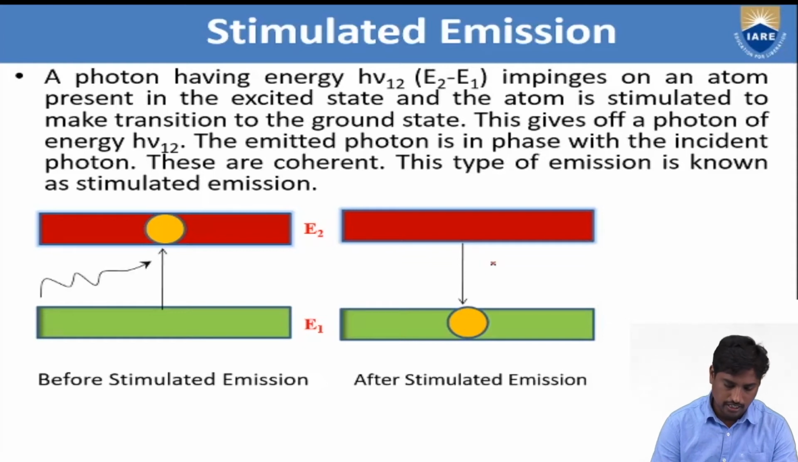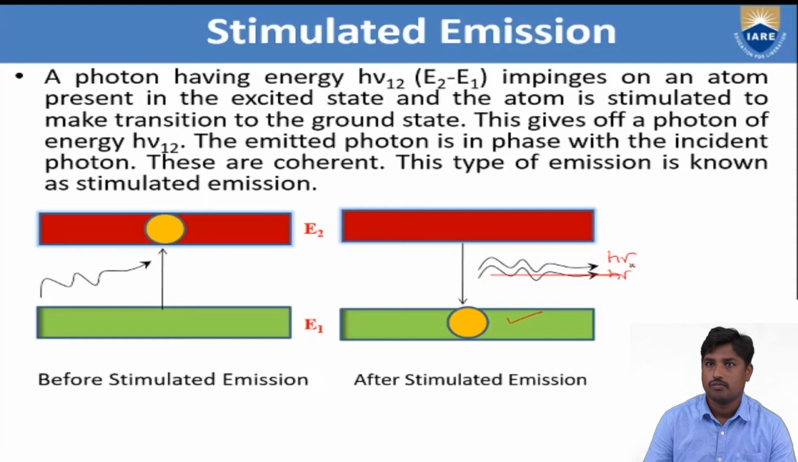So this is the first diagram, before stimulated emission. The excited electron observes some photon energy. In the second diagram, it is de-excited to the ground state energy level. While coming to the ground state, two energies are emitted by the electron. The two energies are in phase, which means they are coherent. Amplitude and phase are the same.